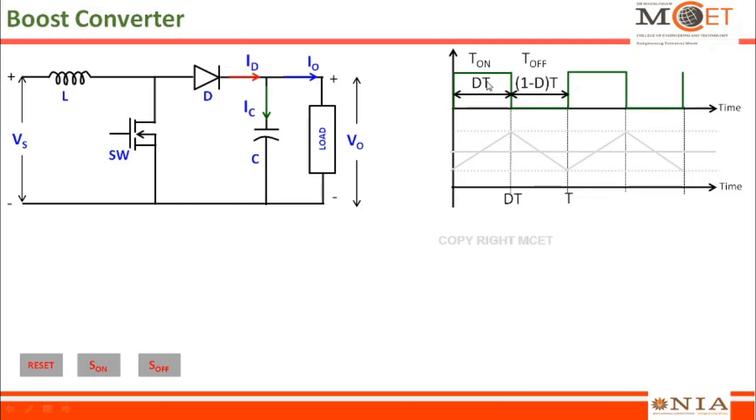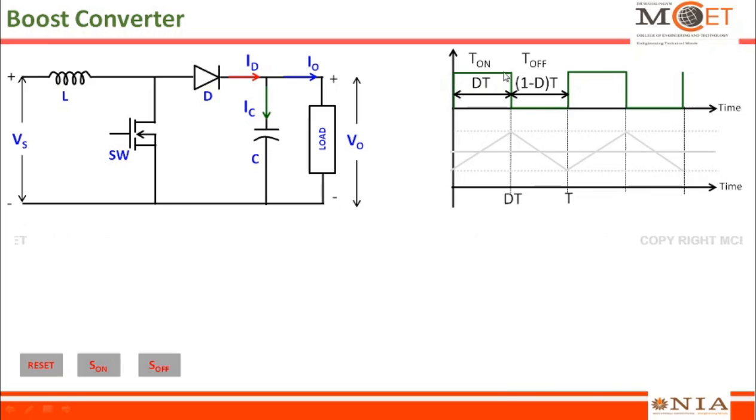These two derivations were already done in my previous videos, and if you sum up dT plus (1 minus D) into T, it will give the total duration of the waveform, which is what we call the time period of the waveform, denoted by T. And this instant is what we call dT, and this instant is what we call T, and this duration is what we call (1 minus D) into T.